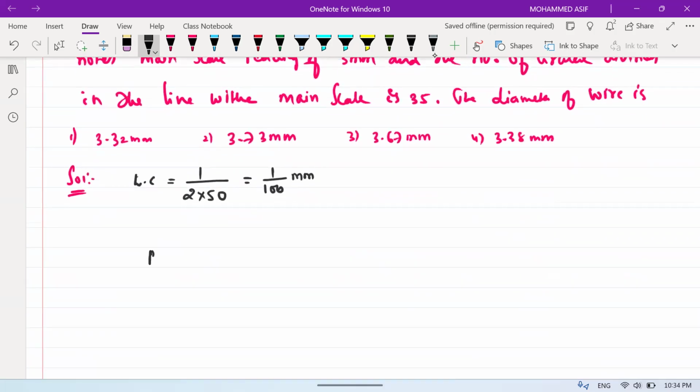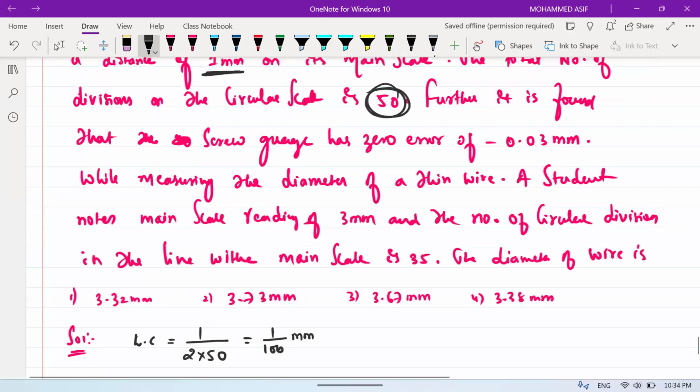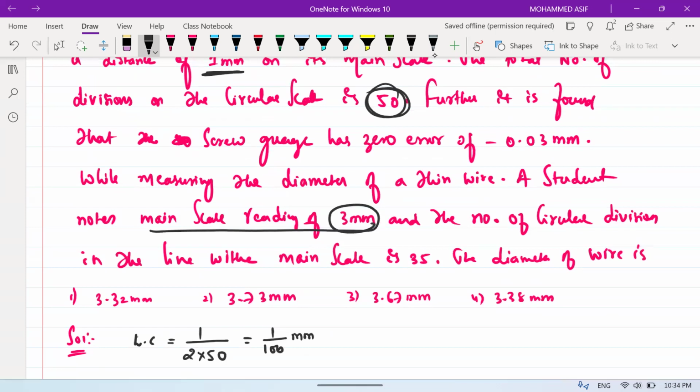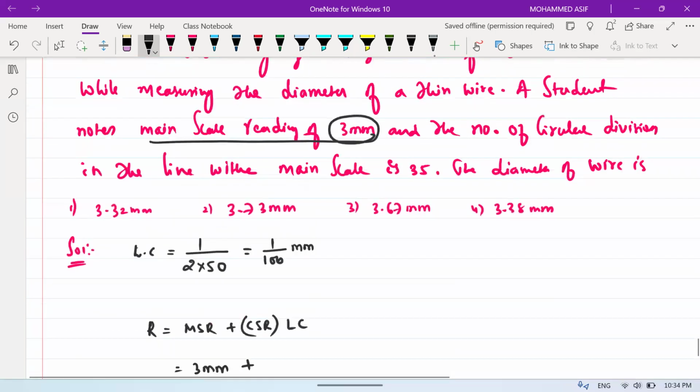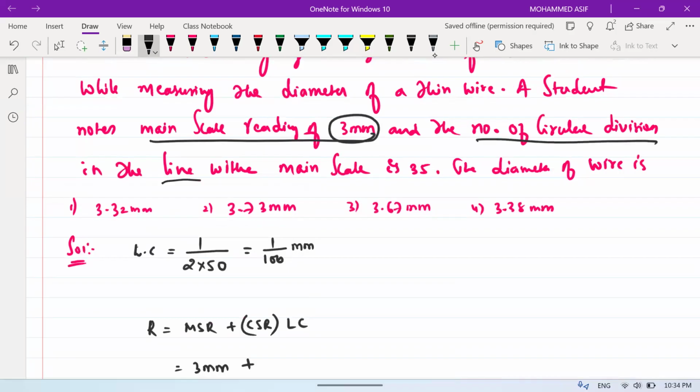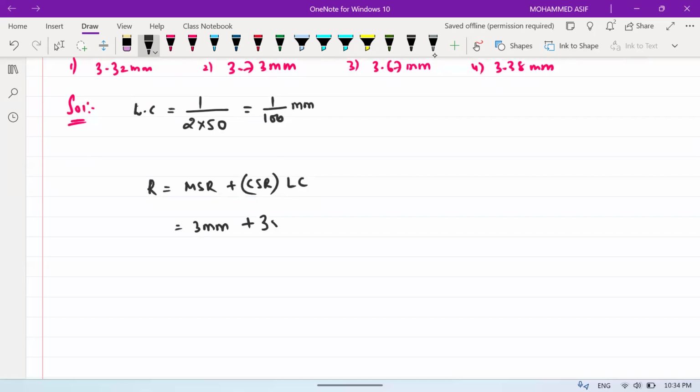Okay. Now reading will be equal to how much? Reading is equal to main scale reading plus circular scale reading multiplied by least count. What is the main scale reading given in the problem? When measuring the diameter of the thin wire, the student notes the main scale reading to be 3 mm. Plus the circular scale divisions: the number of circular scale divisions in line with the main scale is 35. Multiplied by the least count, which we just got as 1 by 100.